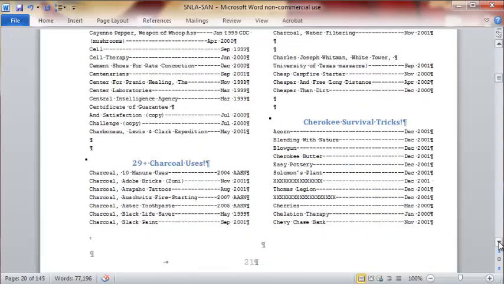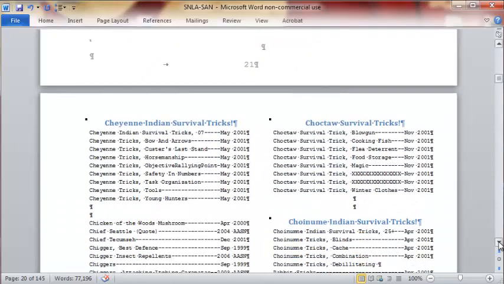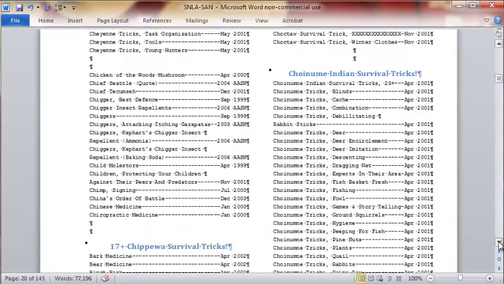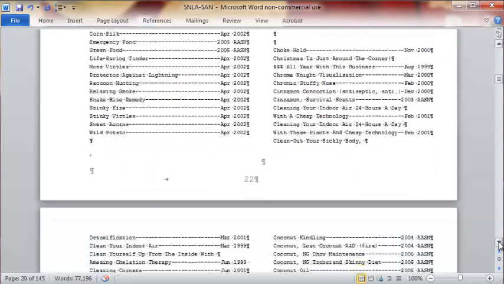29 charcoal uses. Cherokee survival tricks. Cheyenne Indian survival tricks. Choctaw survival tricks. Chinook out of California survival tricks. Chippewa survival tricks. Okay.